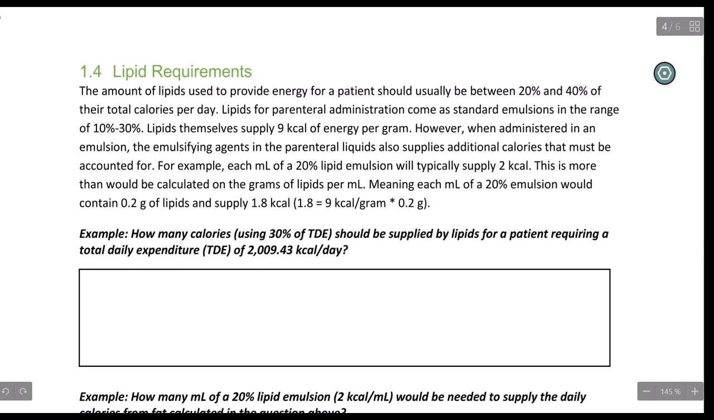So we did the amount of amino acids. Remember, we have amino acids, lipids, and the amount of carbohydrates that we'll do next. So those 3 macronutrients. Let's do lipids next.